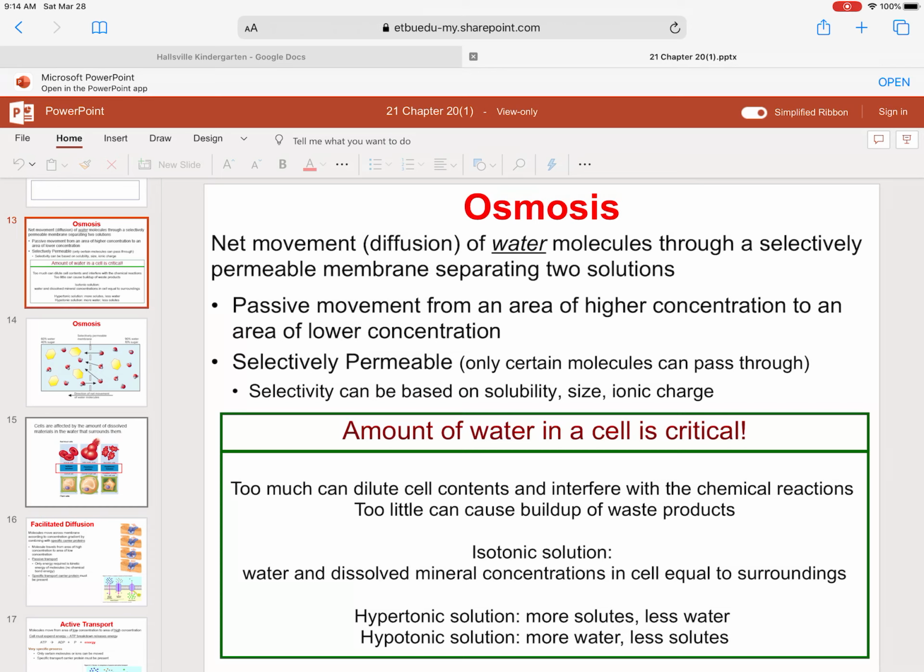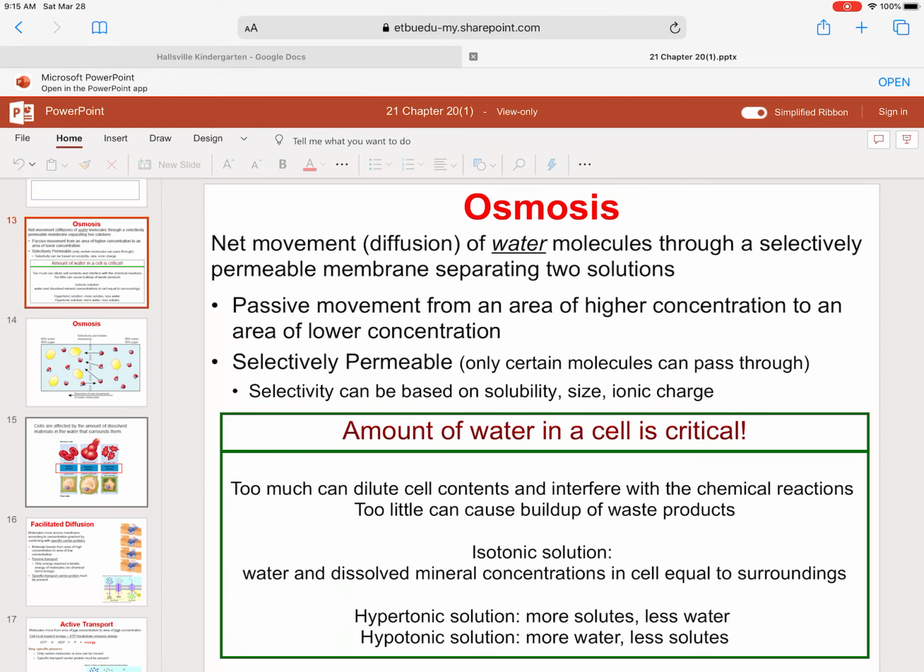So when something is selectively permeable, only certain molecules can pass through. They're going to depend on solubility, size, and ionic charge. So the amount of water in a cell is critical. If you have too much or not enough water, different things can happen. So too much water can dilute the cell contents and interfere with chemical reactions. Too little water can cause a buildup of waste products.